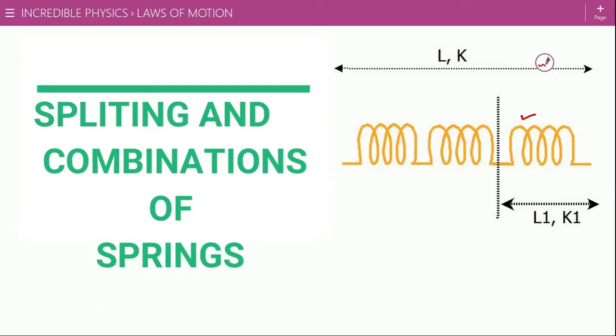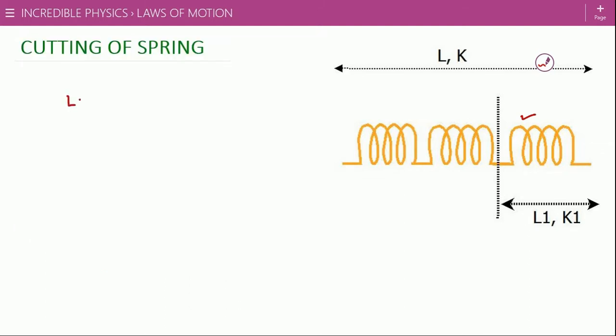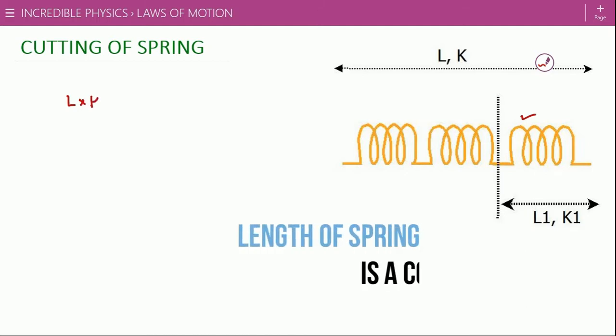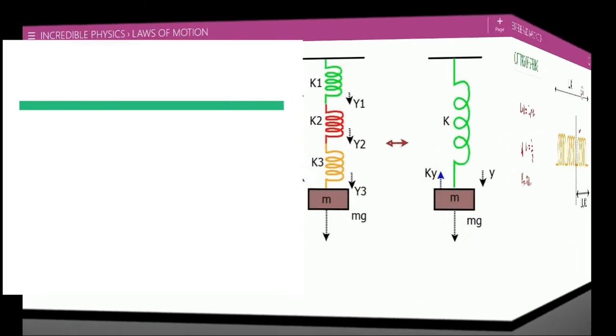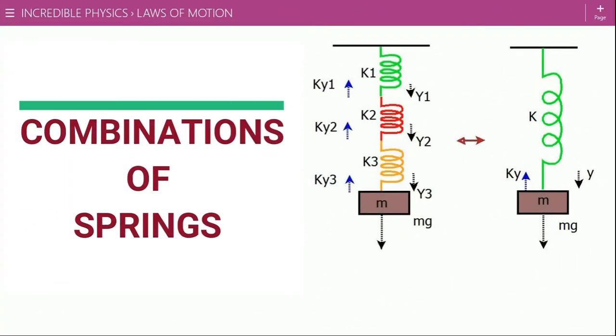So we should keep it in mind that for any spring, length multiplied with its spring constant is always a constant. If length reduces, spring constant is increased by the same factor, or we can say that L into K is L1 into K1. If we say that length L1 is half of the length of the spring, then K1 becomes 2 times K. Now we have to discuss the combinations of multiple springs.